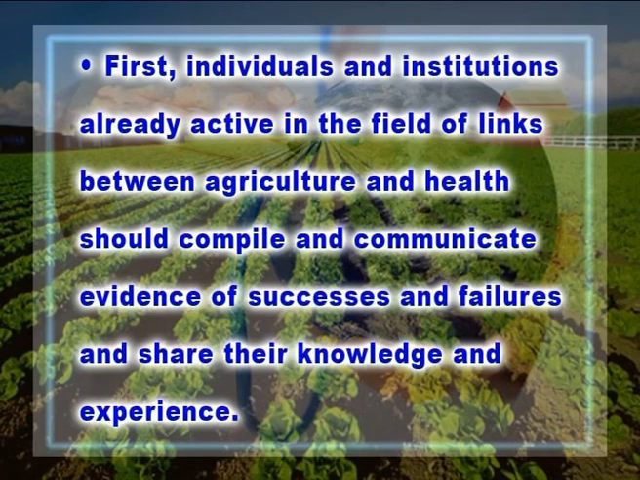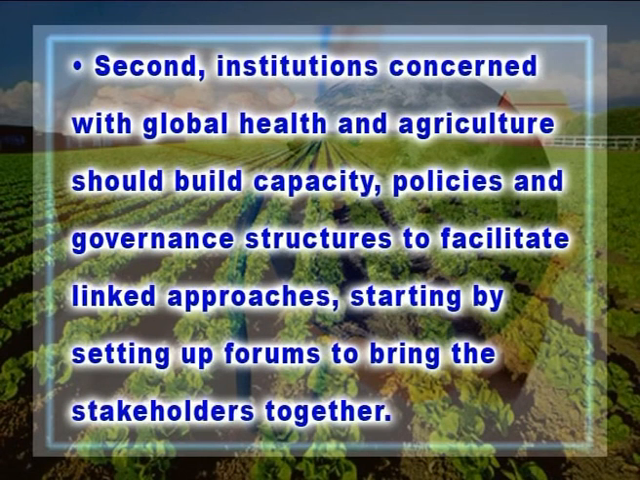Four main steps are required to encourage greater synergies between agriculture and health. First, individuals and institutions already active in the field of links between agriculture and health should compile and communicate evidence of successes and failures and share their knowledge and experience. Second, institutions concerned with global health and agriculture should build capacity, policies and governance structures to facilitate linked approaches, starting by setting up a forum to bring the stakeholders together.